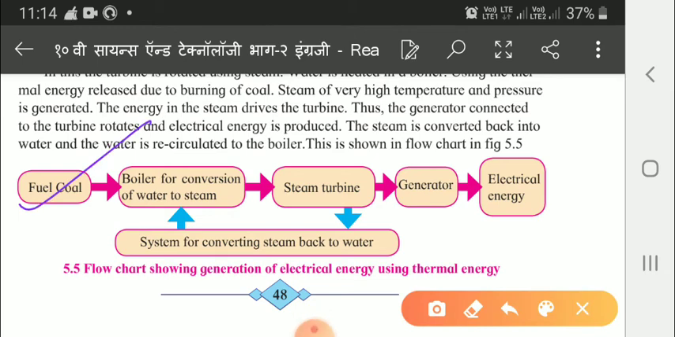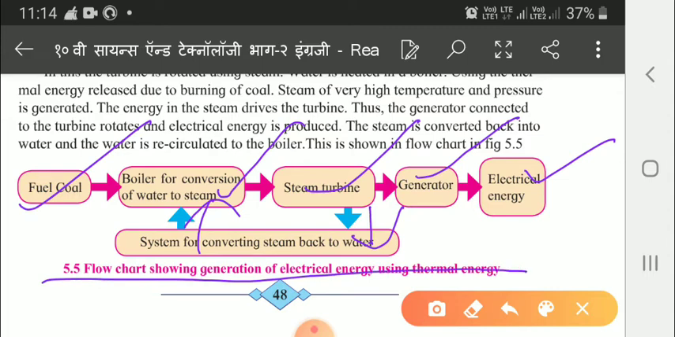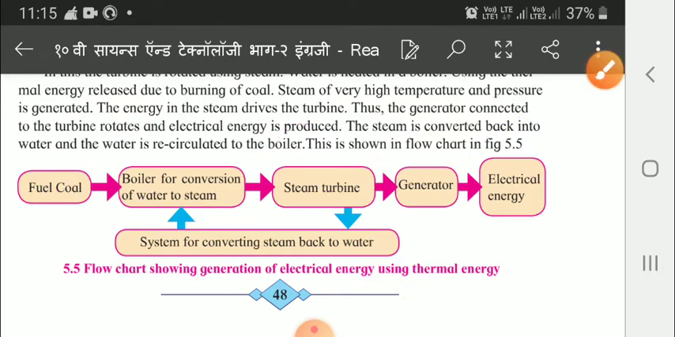Here we can see the fuel used is coal. Then in the boiler the conversion of water to steam takes place. Then this steam rotates the turbine. The turbine gives energy to the generator, and then electrical energy is produced. Further, the steam changes back to water, and this water is recirculated. So this is the arrangement. This is the flow chart showing the generation of electrical energy using thermal energy.